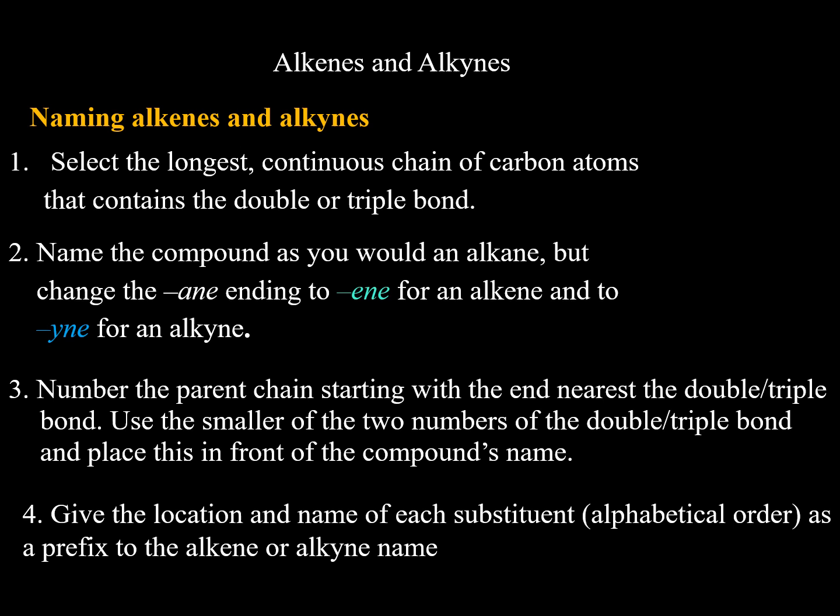You don't have to read, but you can pause to read. But again, you have to find the longest chain that contains the double bond or the triple bond. And then you associate branches based off that longest chain, again, that contains the double bond or the triple bond. And you also have to identify where the double bond or the triple bond lives, unless it's on the first carbon, which we'll go through some examples.